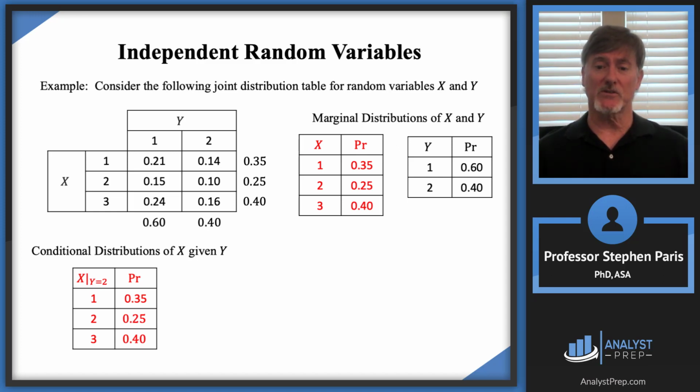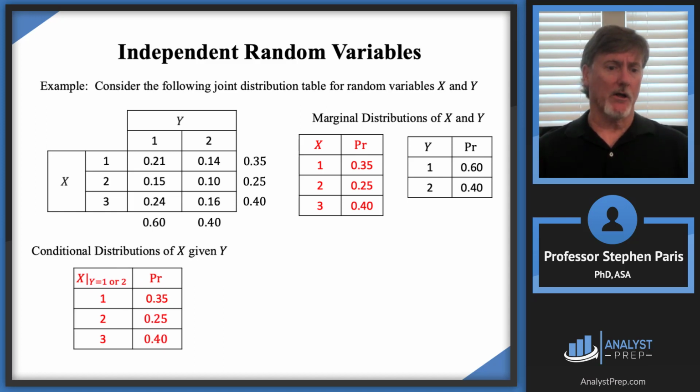In other words, what this is telling me is that the probabilities that capital X is equal to a 1 or 2 or a 3 don't depend on whether capital Y is equal to a 1 or whether capital Y is equal to 2. It's independent of capital Y. Okay, I'll come back to that statement in just a second.